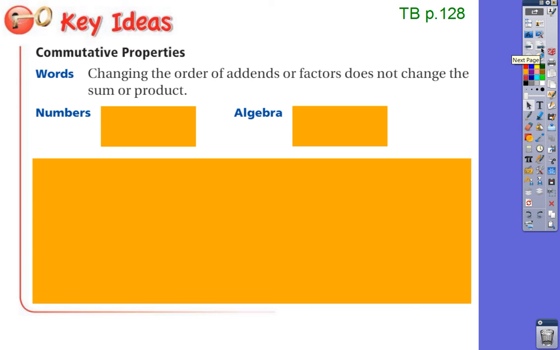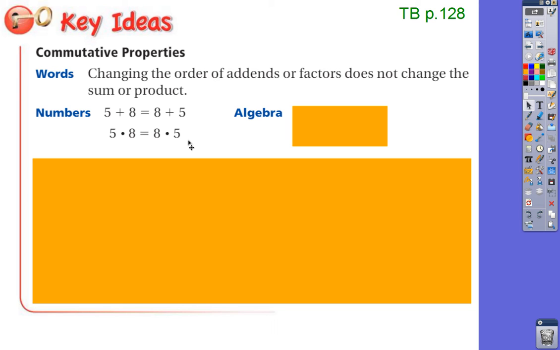The commutative property means that changing the order of the addends or factors does not change the sum or the product. Think about the word commutative. The first part of this word has commute in it, and if you're commuting, you are moving from one place to another. So if we have an addition problem, such as 5 plus 8, we can change the order to 8 plus 5 and it does not affect the answer.